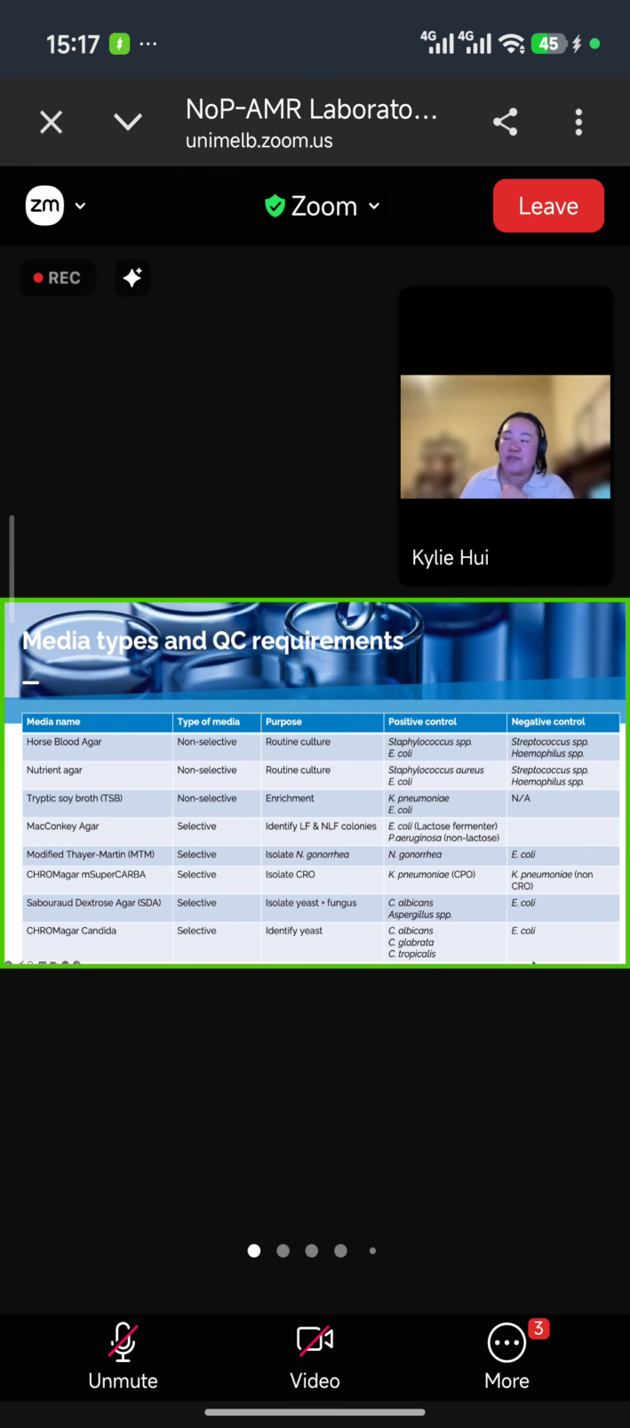And for the negative control, we can just put an E. coli because we're not expecting the E. coli to grow on a yeast plate.